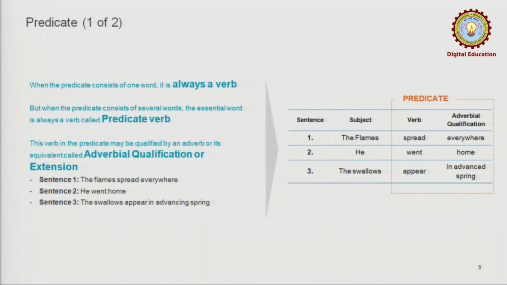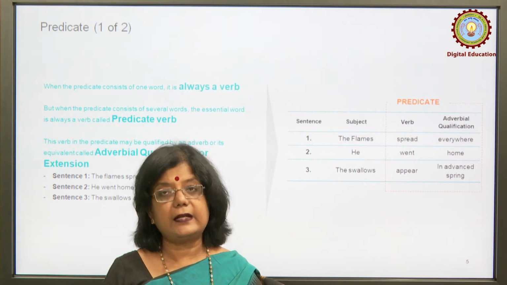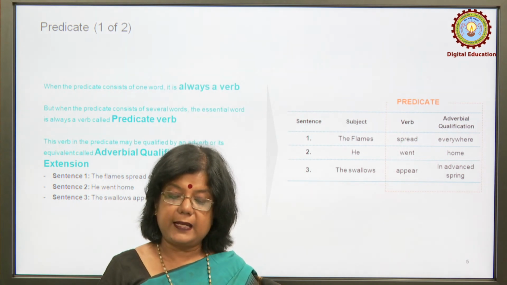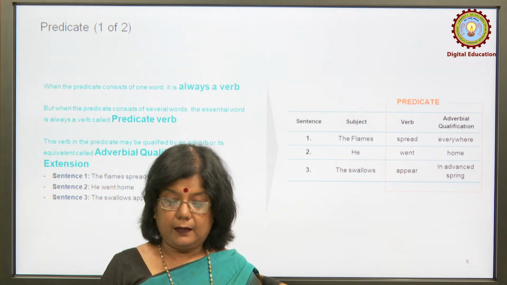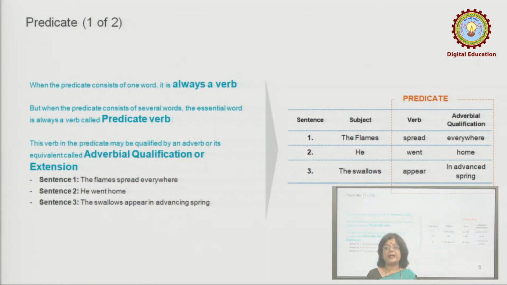When the predicate consists of one word, it is always a verb. We should remember that. If in any sentence the predicate has got only one word, definitely it will be a verb. But when the predicate consists of several words, the essential word is always a verb called the predicate verb. This verb in the predicate section may be qualified by an adverb or its equivalent called adverbial qualification or extension. Let us understand it with some very simple examples. Sentence 1 is, the flames spread everywhere. Here definitely the flames will be under the section of subject. Verb is spread, and adverbial qualification which we just now talked about will be everywhere.